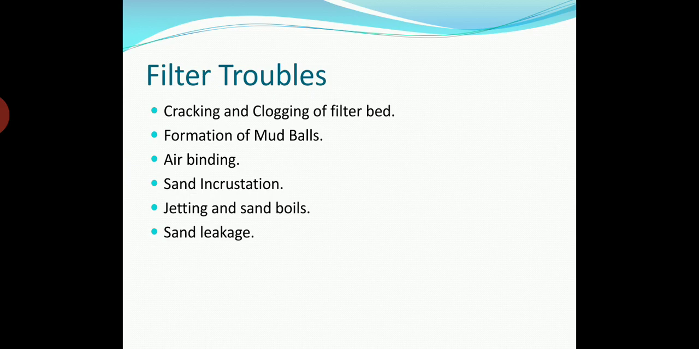Next is sand leakage. Sand leakage, or downward migration and escape of fine sand, results when layers of the smallest gravel are displaced during backwashing. It can be minimized by properly proportioning the sand and gravel layers, and also by using a coarse garnet layer between the fine media and gravel media.